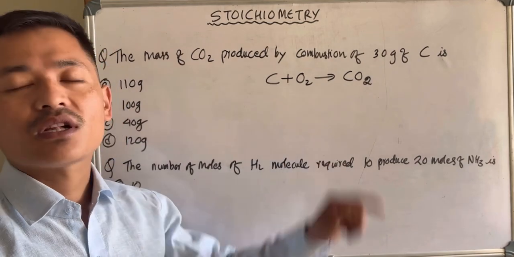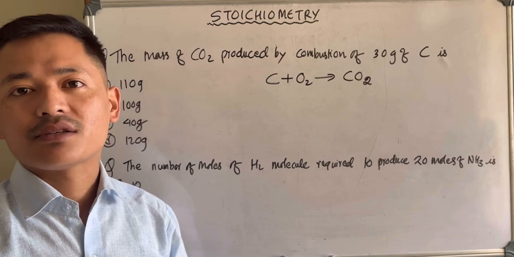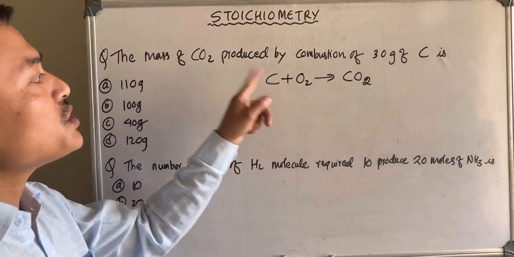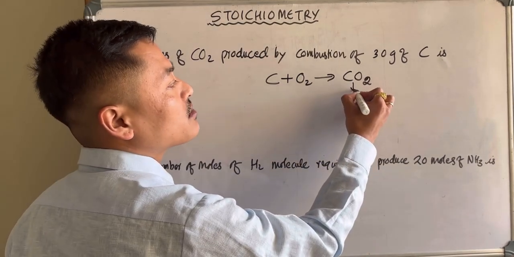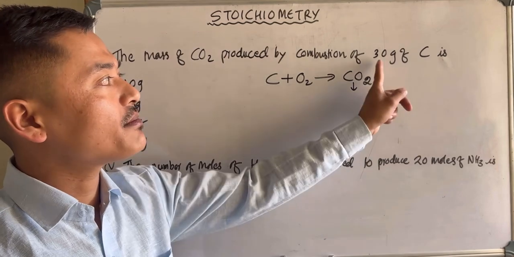Here the equation itself is very simple and it is balanced. That means you don't have to balance the equation. Now you must move forward. Here, the mass of CO2 produced, you need to find out how much mass of CO2 is being produced. And you are given the mass of carbon.